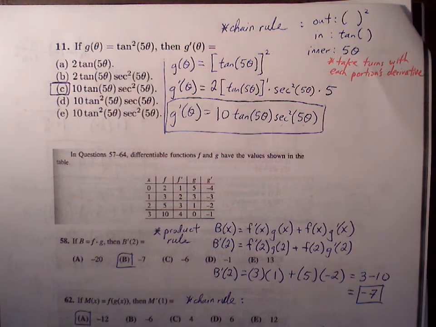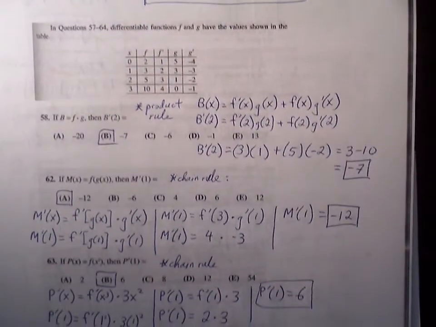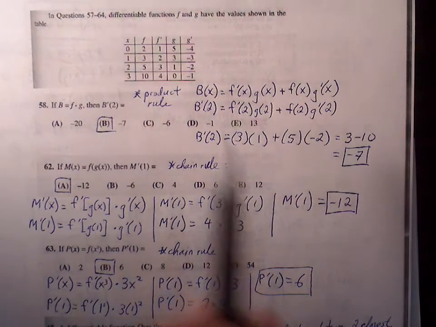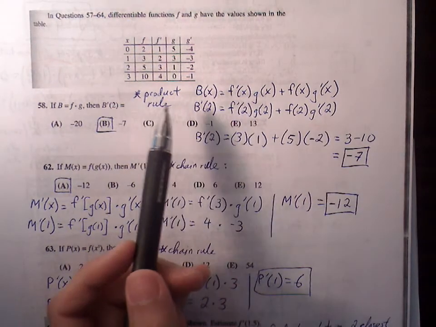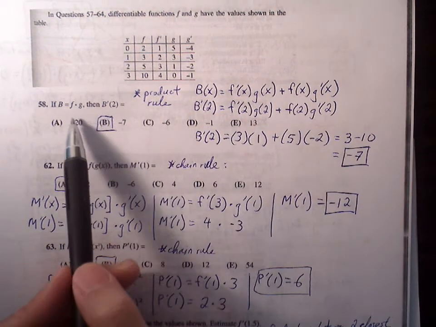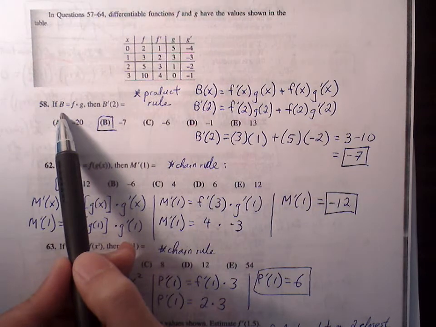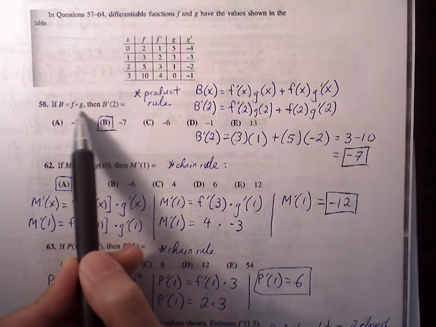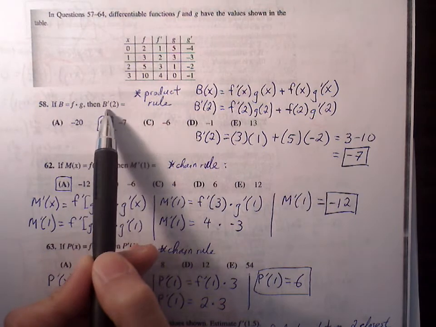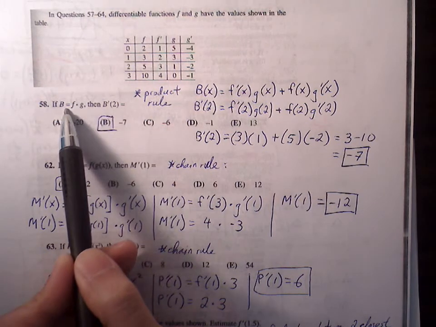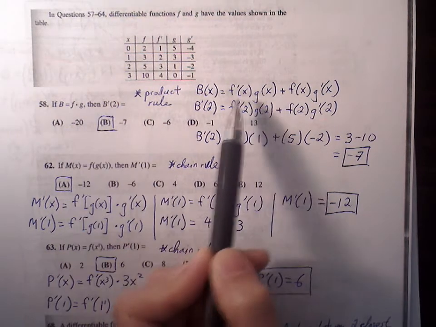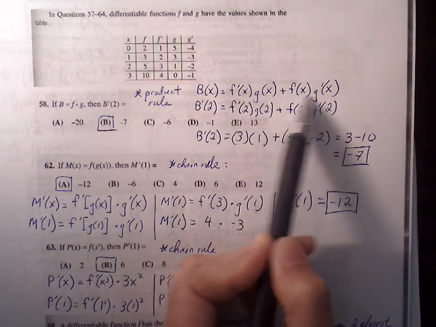All right, 58. These are all kind of variations of product, chain, and maybe quotient rule. We just have to fit it into these notations here. So our B function is defined as f times g. So if I want to find b prime of 2, I first have to figure out what b prime of x is in terms of f and g. And f and g multiplied together, we got to go through product rule. So f prime times g plus f g prime.